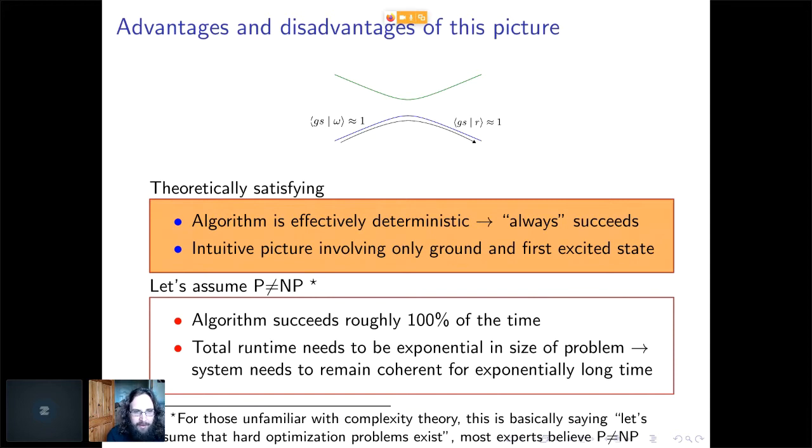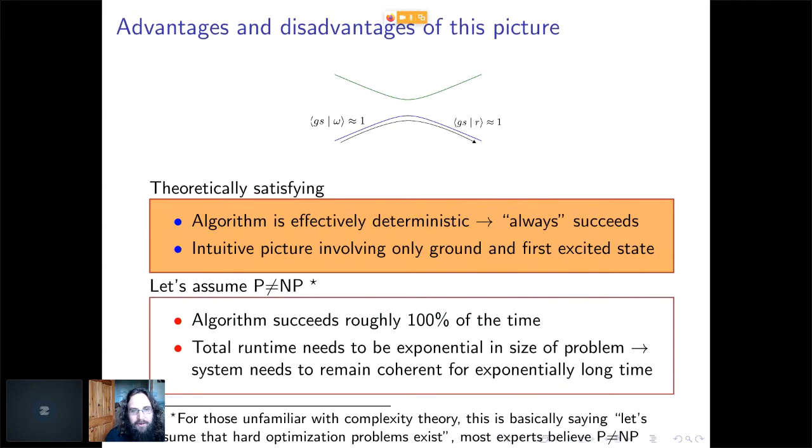However, let's for a moment, well, more than for a moment, assume that P not equal NP. In other words, this is basically saying hard optimization problems exist. And this is what most experts believe is true. So we'll assume it, but strictly speaking, it's not proven. And basically what P not equals NP says is that for NP hard problems, the hardest class of optimization problems, your runtime will have to be exponential no matter what method you're using.